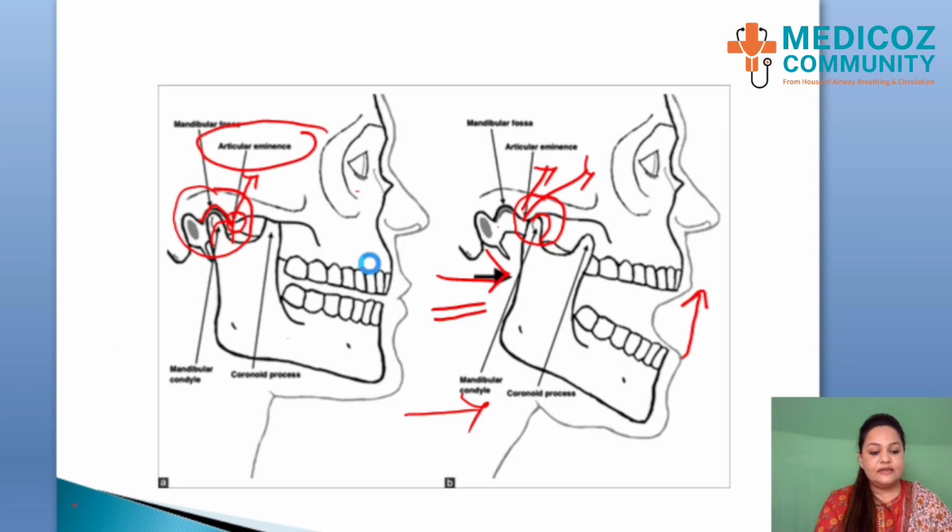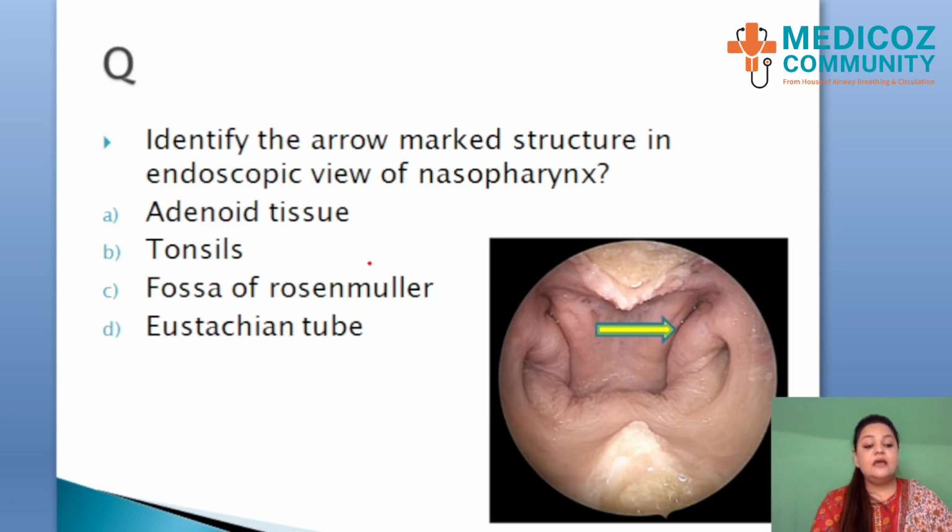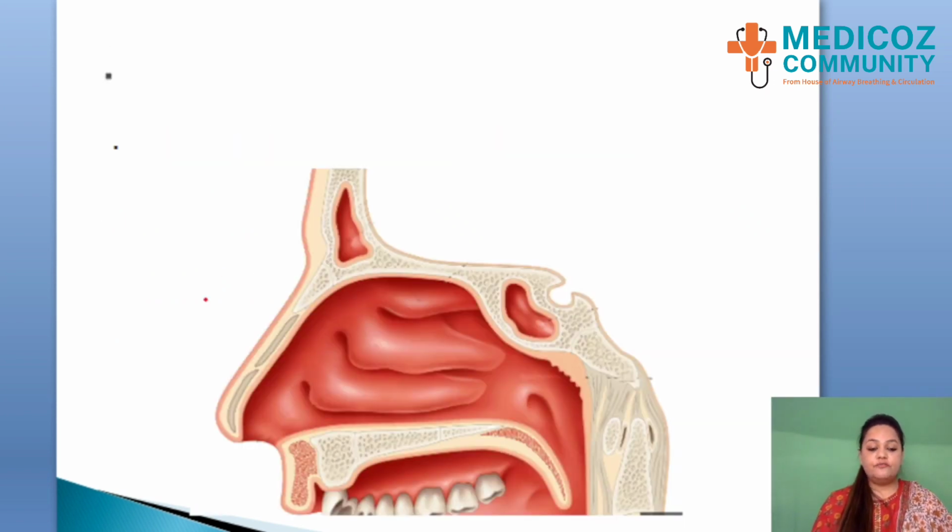Now we will see the next question. Yeah, so this is an image based question here. This is not a clinical question, this is just an image. This is an endoscopic view of the nasopharynx, and we need to identify the arrow marked structure here. So for that we will see the anatomical image of the lateral wall of the nose.